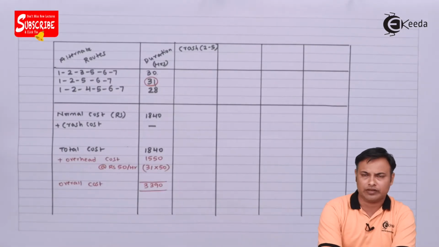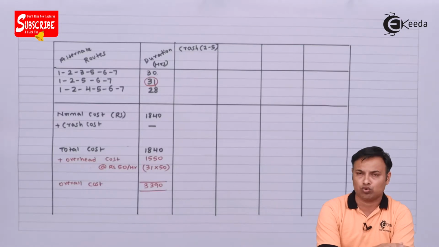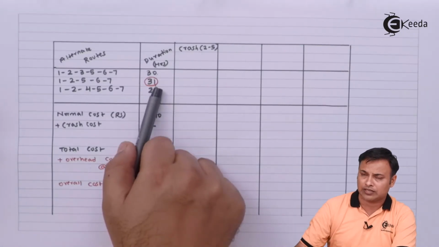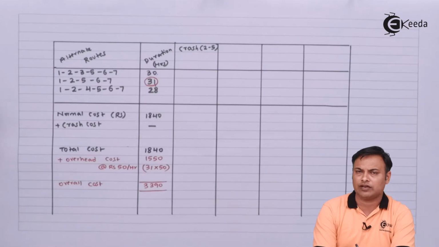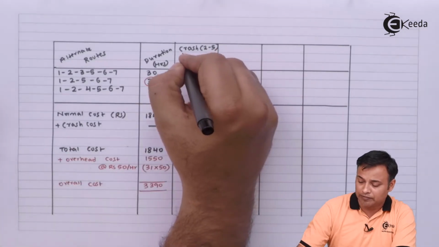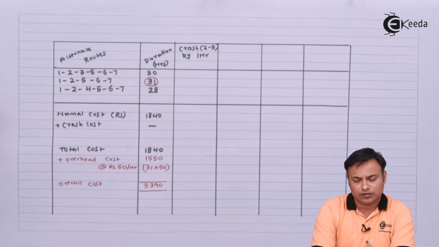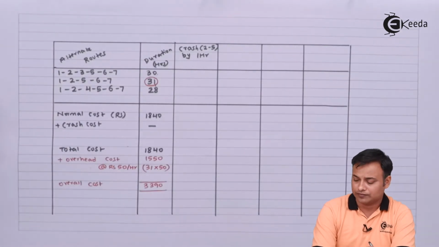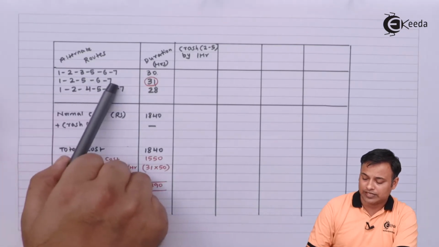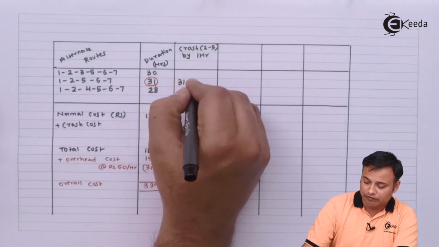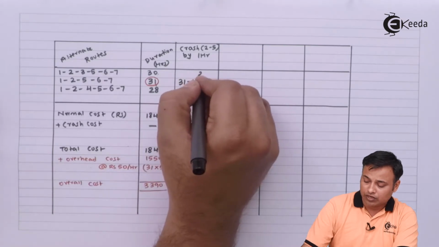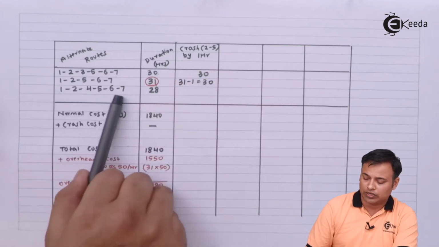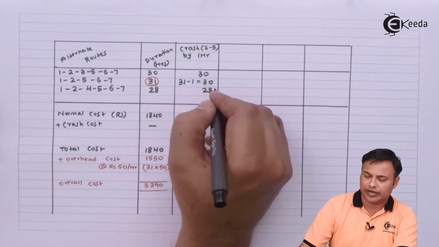As per the first table where we calculate the crash cost slope, I can crash by 2 hours. But as per this table, 31 ke baad next highest number is 30. So I can crash by maximum 1 hour. So 2 or 1, whichever is less, will be the crashing duration. So I'll write crash 2 to 5 by 1 hour. 2 to 5 appears only in the second path, so second path mein 1 day kam hoke 30 ho jayega. In the first route I don't have 2 to 5, so it will remain 30. In the third route I don't have 2 to 5, so it will remain 28.